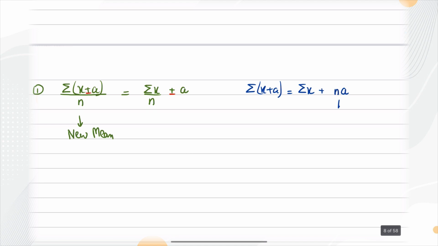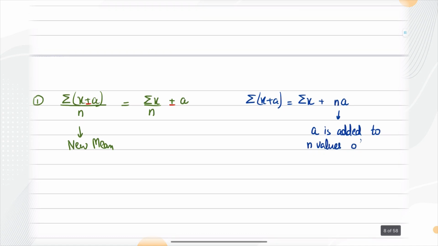Okay, it's important to write this down: this is because a is added to n values of x, and that is why the sum increases by n times a.